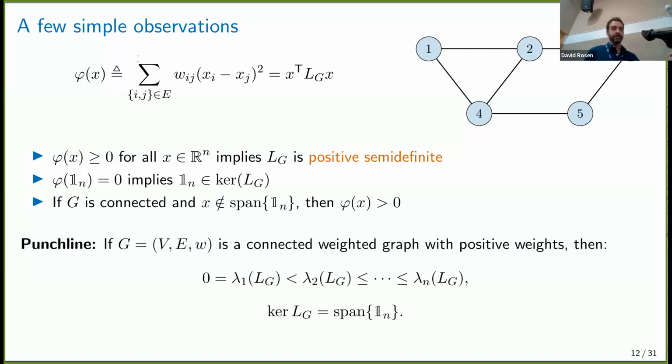Okay, so the punchline is, if I combine these three facts, I can already say something very interesting about this matrix that I've built from my graph: the smallest eigenvalue is going to be 0. The second smallest eigenvalue is going to be strictly positive if my graph is connected. And the kernel of this matrix is going to be exactly the all ones vector.